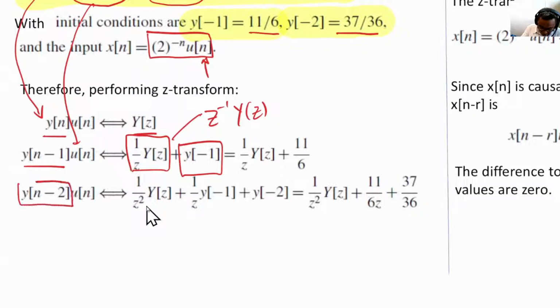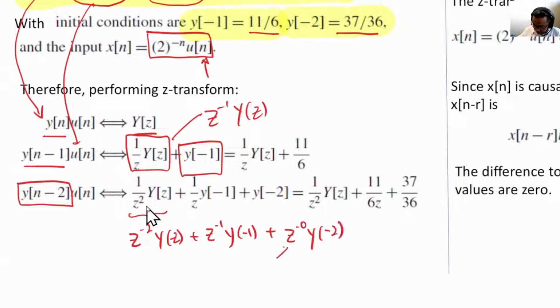And again, we'll Z-transform y[n-2]. We have actually z^-2 Y(z) plus z^-1 y[-1] plus, actually it will be z^-0 y[-2]. Since z^-0 is 1, it is simply y[-2].